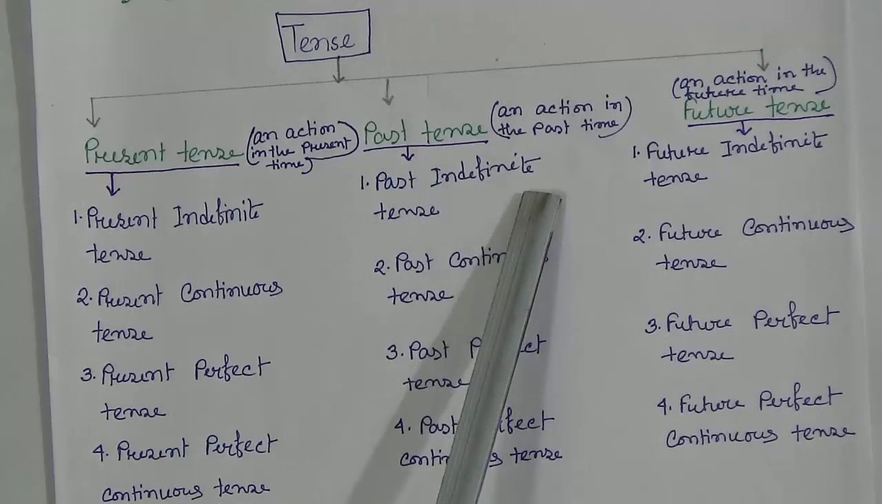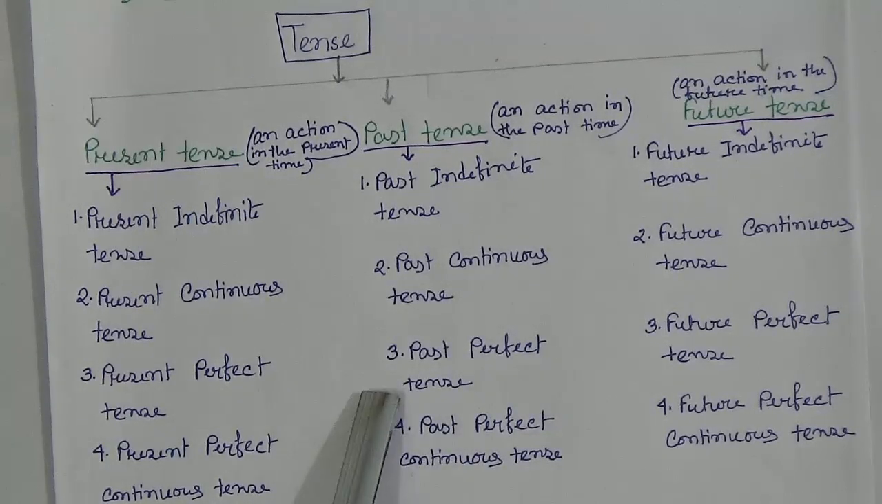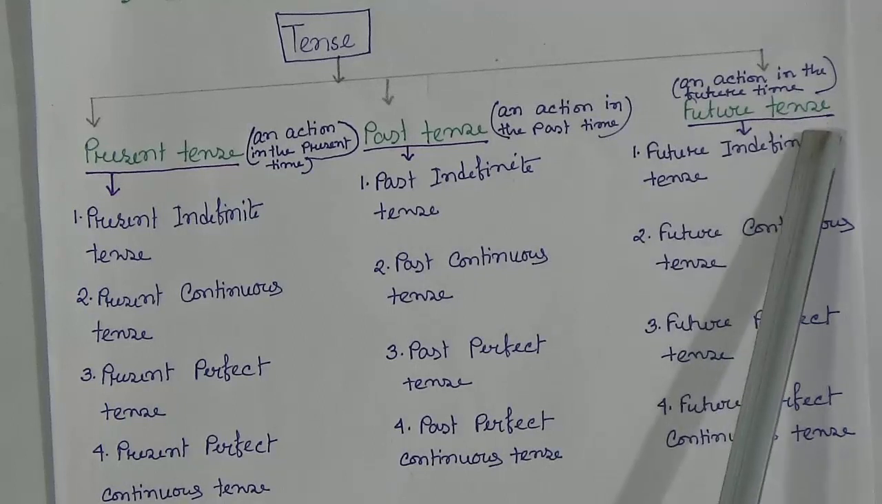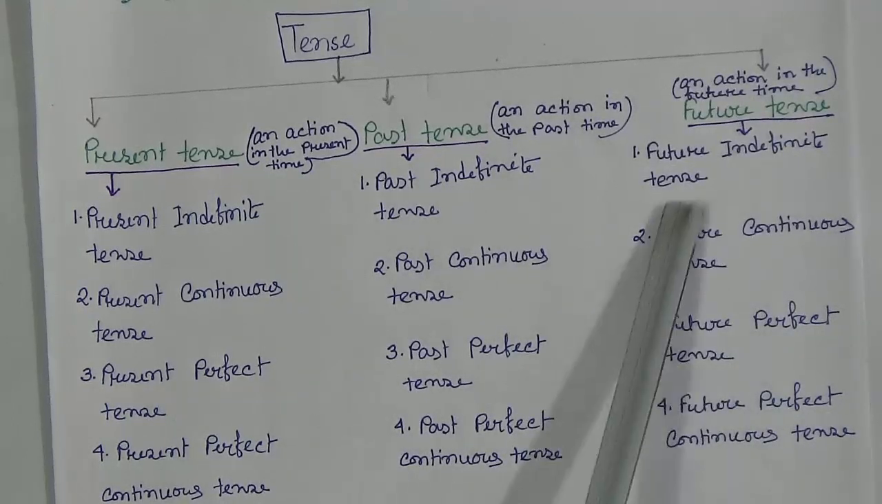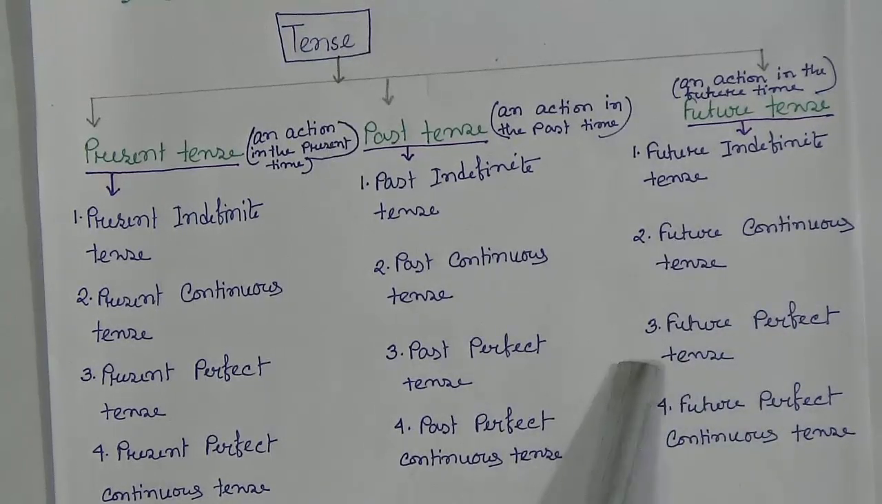Now past tense also has four types. Number one, past indefinite tense. Number two, past continuous tense. Number three, past perfect tense. And the last one is past perfect continuous tense. Similarly, future tense also has four types. Number one is future indefinite tense. Number two, future continuous tense. Number three, future perfect tense. And the last one is future perfect continuous tense.